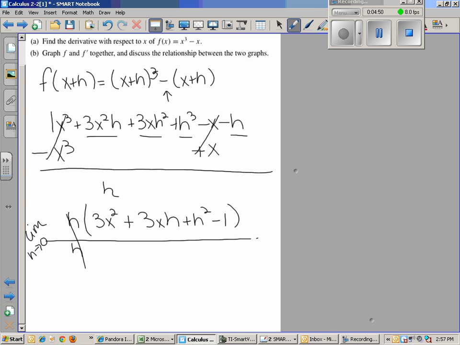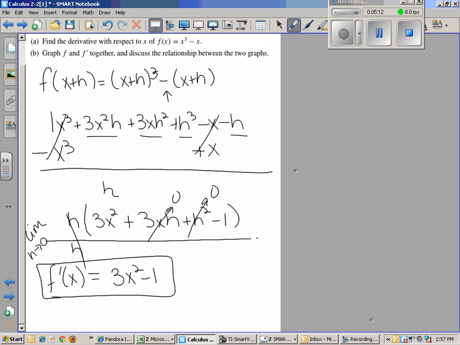Now I can let h go to 0. And the final answer for f prime of x is equal to 3x squared minus 1. So that's going to be the equation of the derivative. And I can actually plug in any values of x to that, and plot the curve. This is just a curve, and I'm hoping that you can tell me what that is. Parabola, vertex at 0, negative 1. Remember, it shifted down 1.